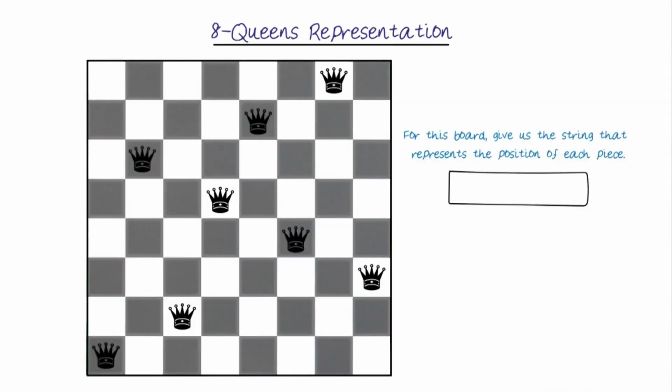Here's another example board for 8 queens. Give us a string that represents the position of each piece on this board. Here's the answer.